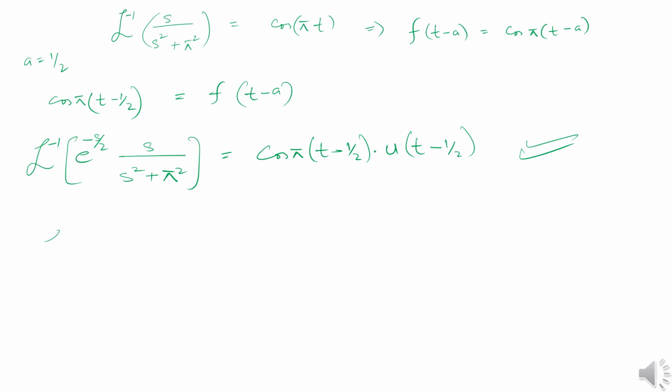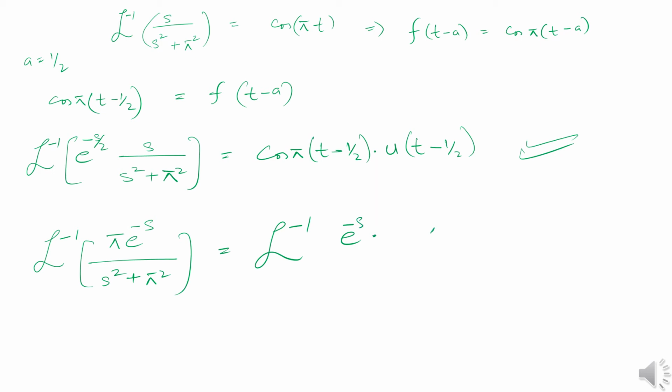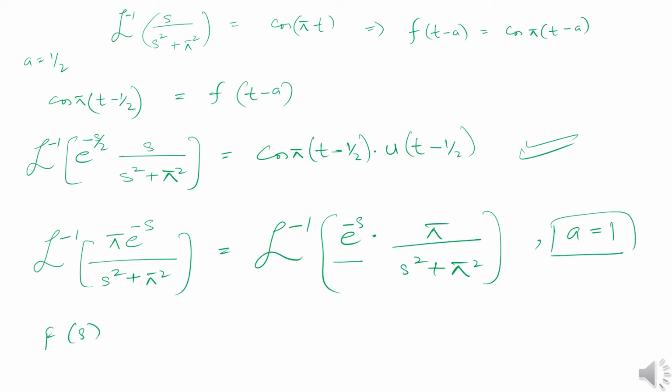So the other function is Laplace inverse of pi e raised to the power negative s divided by s squared plus pi squared. We will proceed with the same procedure, and we will write this function in the form of the second shifting property, that is e raised to the power negative s multiplied by pi over s squared plus pi squared. So if I compare this e raised to the power negative s with the second shifting property, I will get a is equal to 1, and f of s in this case is pi over s squared plus pi squared.